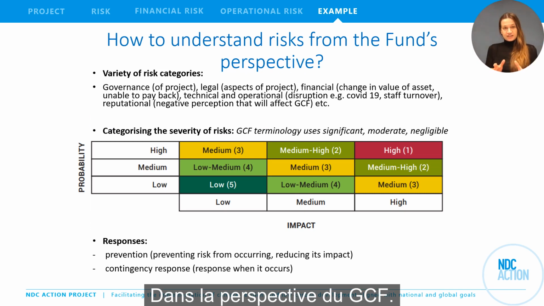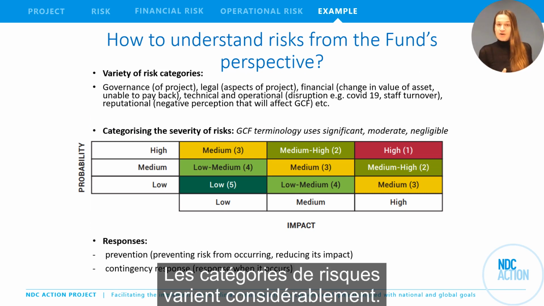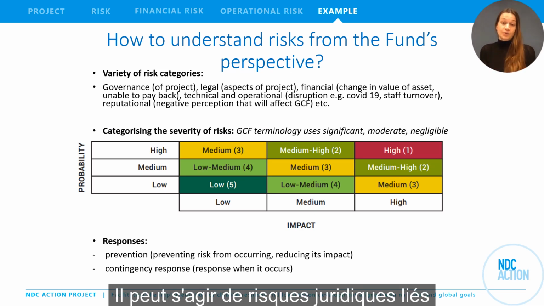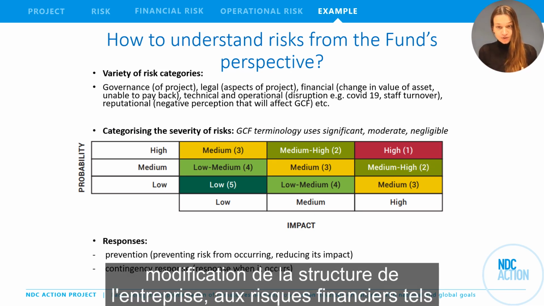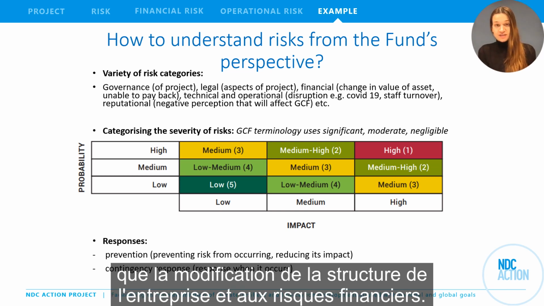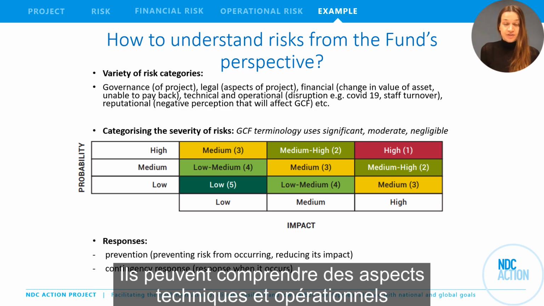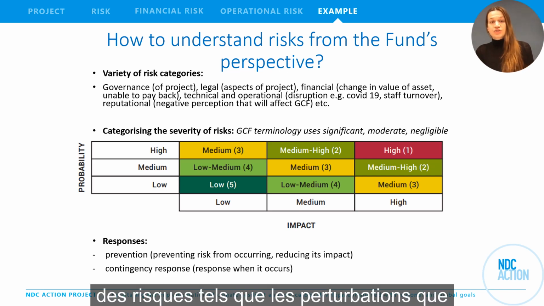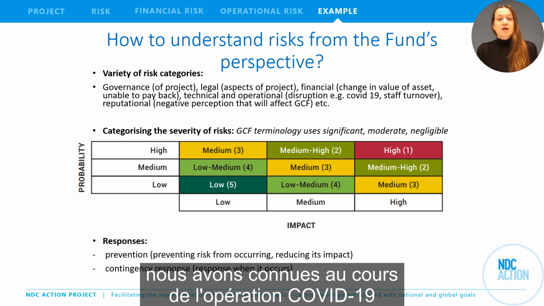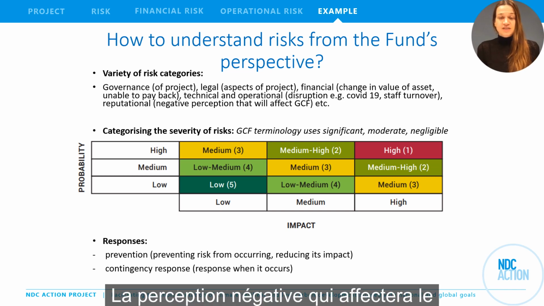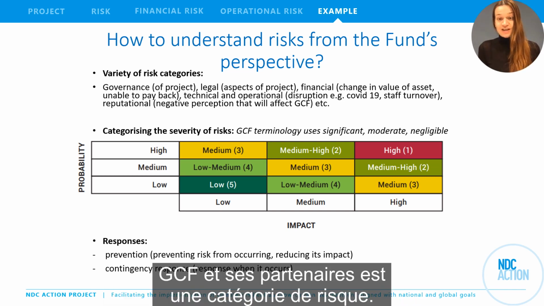From the perspective of the GCF, risk categories vary widely. They can include governance risks of a project, they can include legal risk relating to legal aspects of the project, financial risks such as the change in the asset value or an inability to pay back debt. They can include technical and operational risks such as disruption, as we have experienced during the COVID-19 pandemic, or staff turnover. And of course, reputational risks, the negative perception that will affect GCF and its partners, is a risk category to be considered.